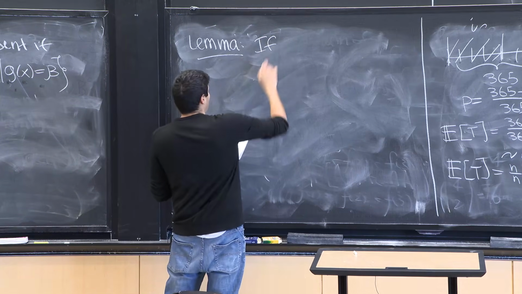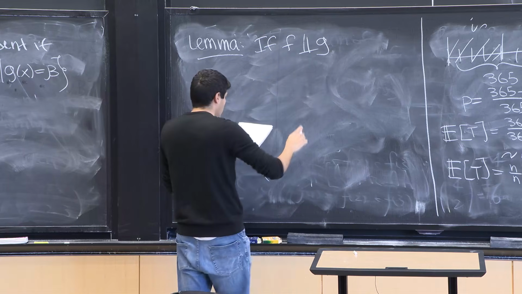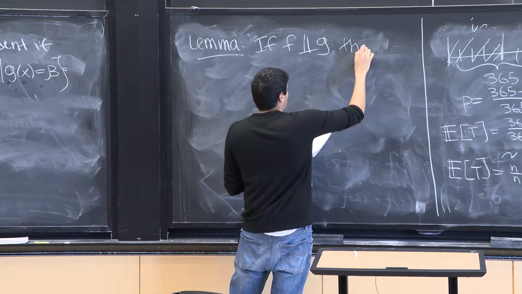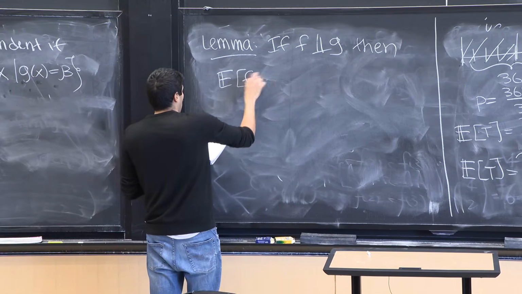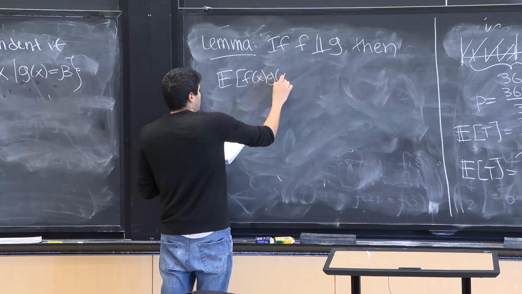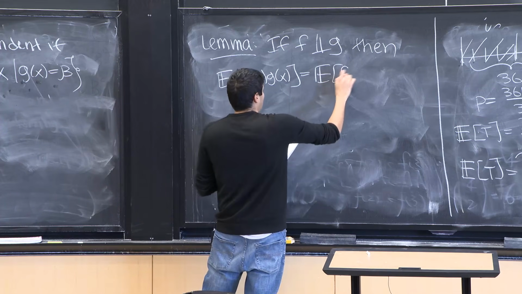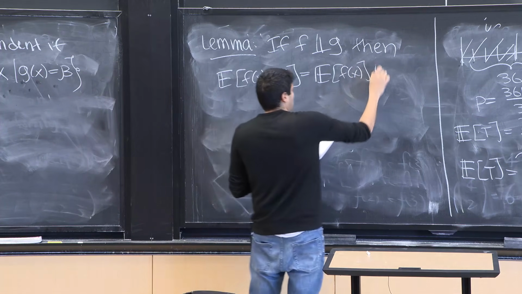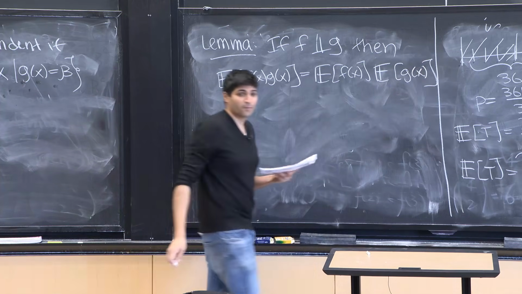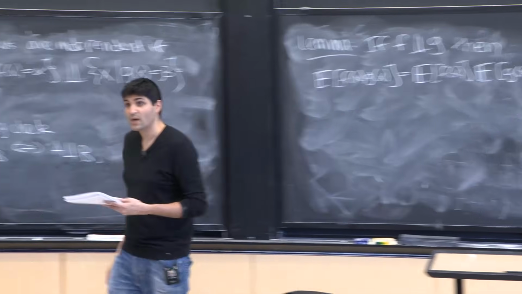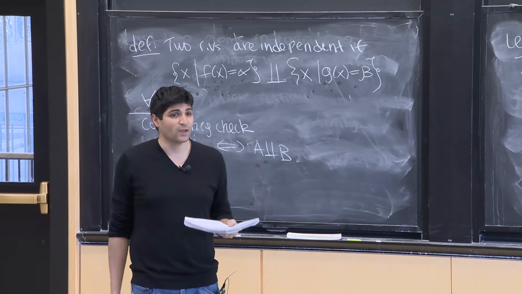What I claim is that if we have two random variables, f and g, so let's say f and g are independent random variables, then the expectation of f of x times g of x is equal to the product of their expectations. Okay? So that's the lemma I want to prove. And I promise you, the proof is very easy. But this is still a very powerful lemma.